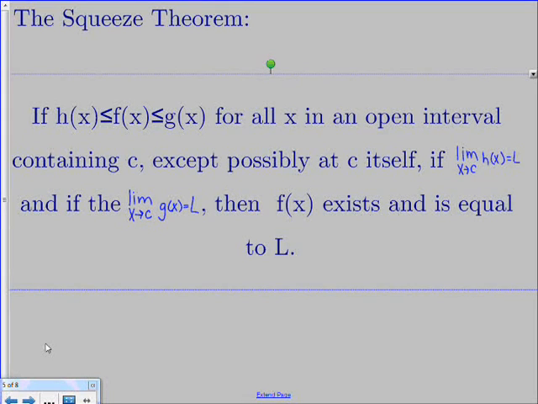And if we have that the limit as x approaches c of h is equal to L, and the limit as x approaches c of g is equal to L, then we can conclude that the limit of f of x exists and is equal to L. That's because f of x is sandwiched in between h and g. We're going to draw a picture now to try and illustrate that for you. So if we draw a picture, we're just going to draw a quick graph here.